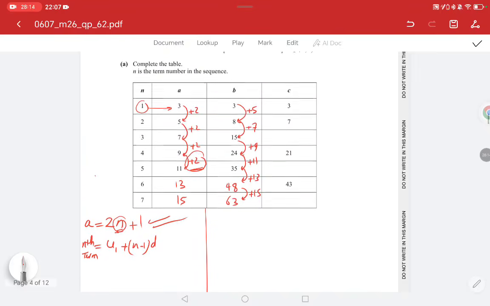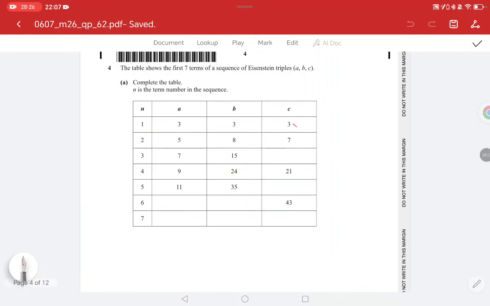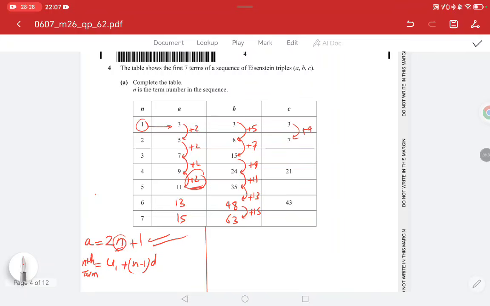Okay. How about the next one? As you noticed here, it's this one plus 7. Okay, let's look at the next one. This one is plus 4. Since this one is increasing by 2, we expected that the next one will be plus 6.